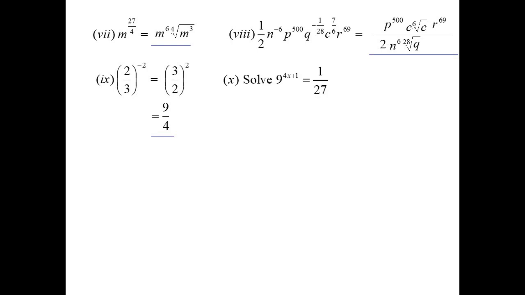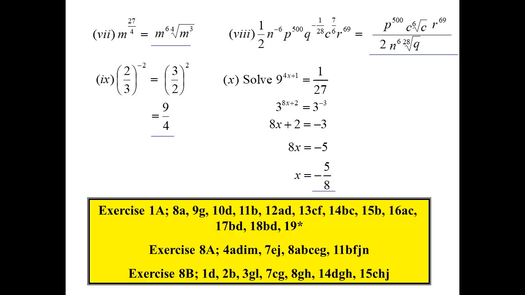Solve this equation. Wow. Exponential equations already? Wow. This one's a bit easier because I can rewrite these to the same base. Because 9, of course, is 3 squared. And so it becomes 3 to the power of 8x plus 2. And 27 is 3 cubed, but it's on the bottom of the fraction, so that's 3 to the -3. So now it's a very simple equation. 8x plus 2 is -3. We end up with -5/8.